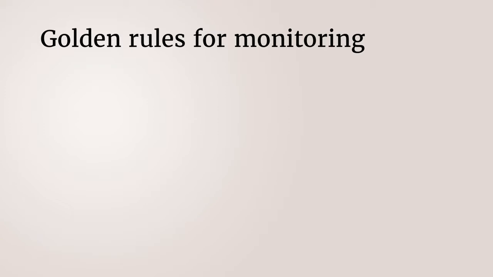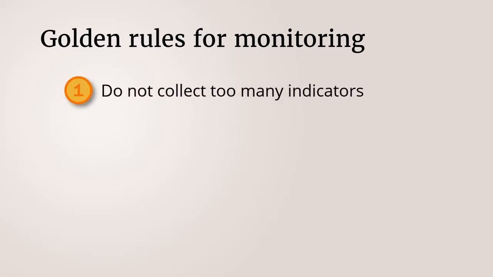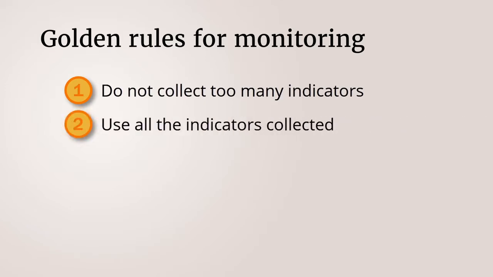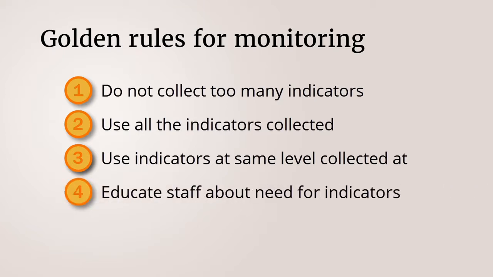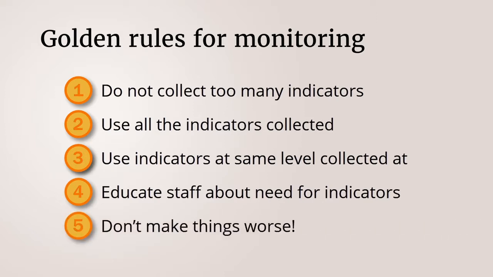Golden rules for monitoring. Do not collect too many monitoring indicators or collect indicators too often. Use all the monitoring indicators you collect and discard indicators that aren't used. Use the monitoring indicators at the level that they are collected at, as process, outcome, or impact indicators. Educate staff about the need to collect monitoring indicators. And don't make things worse. Don't destroy a monitoring system that works.